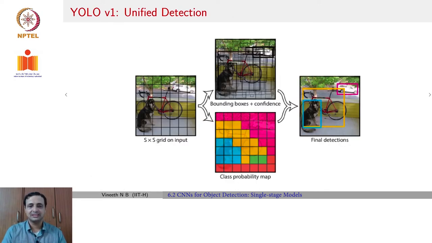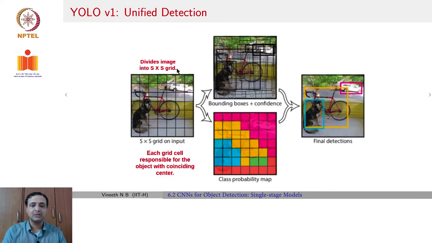So here is an overall flow. Given an input image, you first divide the image into an S by S grid, and each grid cell is responsible for the object with its coinciding center. So for example, if you took this particular grid cell here, that would be responsible for this object, the dog here, and has to predict those bounding box offsets.